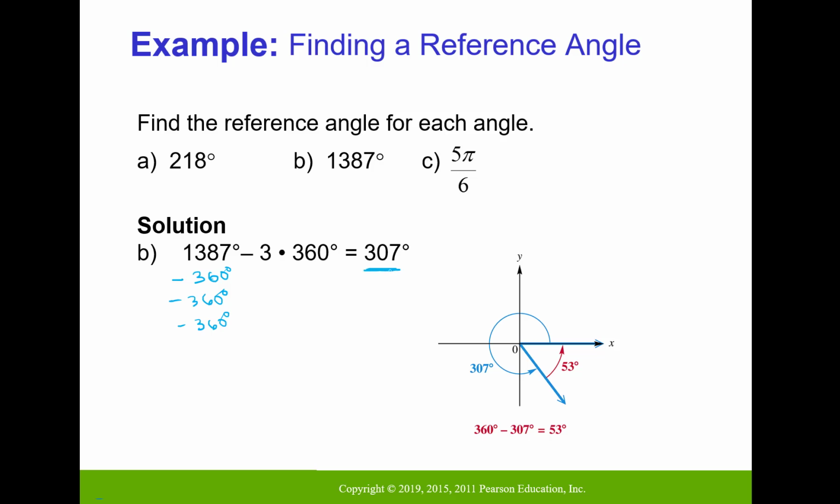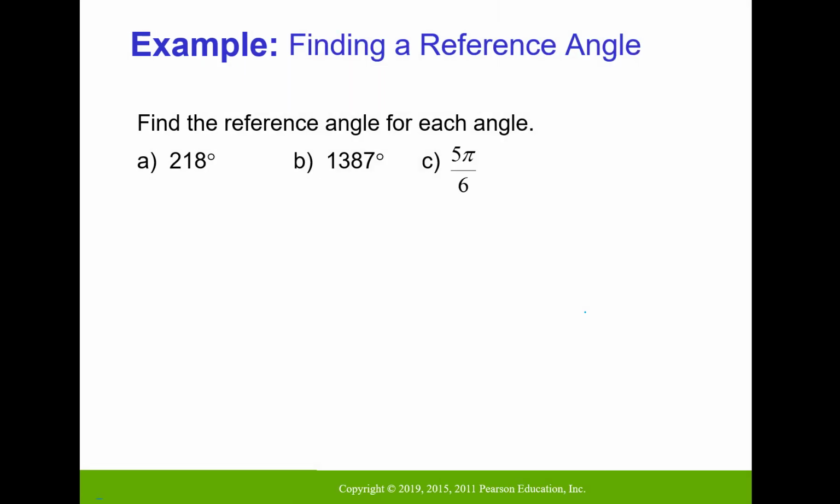And so this is where you're at. You're at 307 degrees, which would put you in quadrant 4. And then the reference angle would be made with the positive x-axis, which is at 360 degrees. And so how you would find that is you would take 360 minus your angle theta, and that would give you your reference angle. On this one, it's 53 degrees.